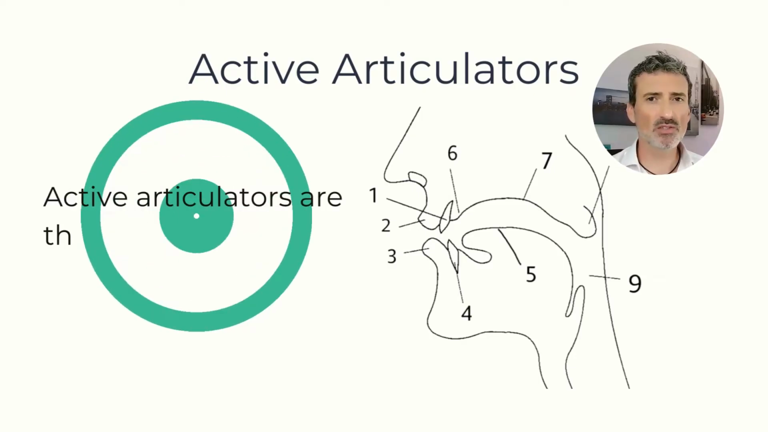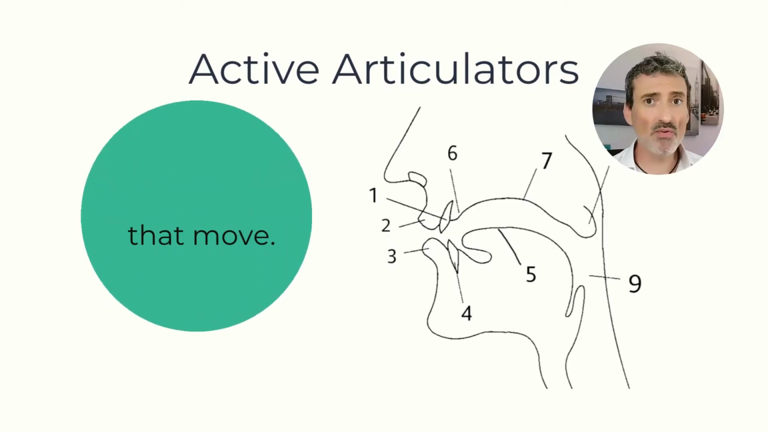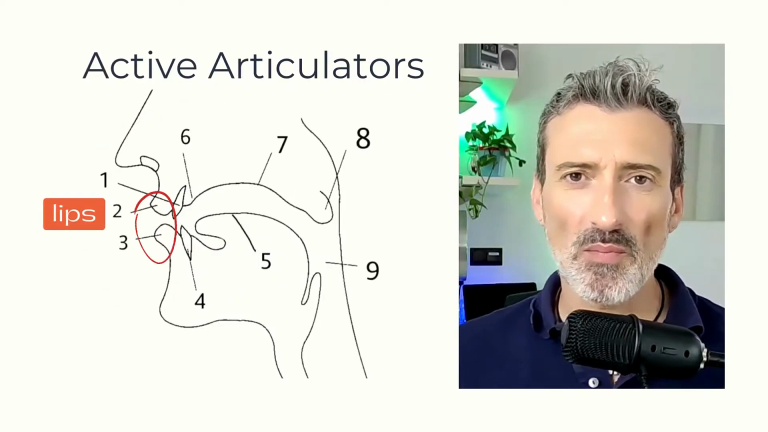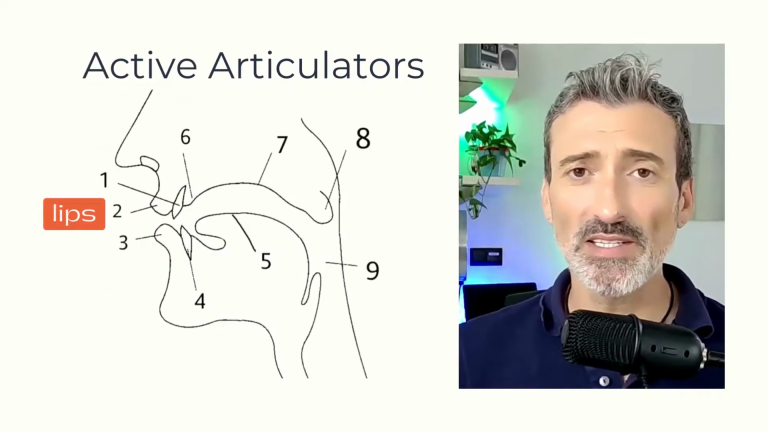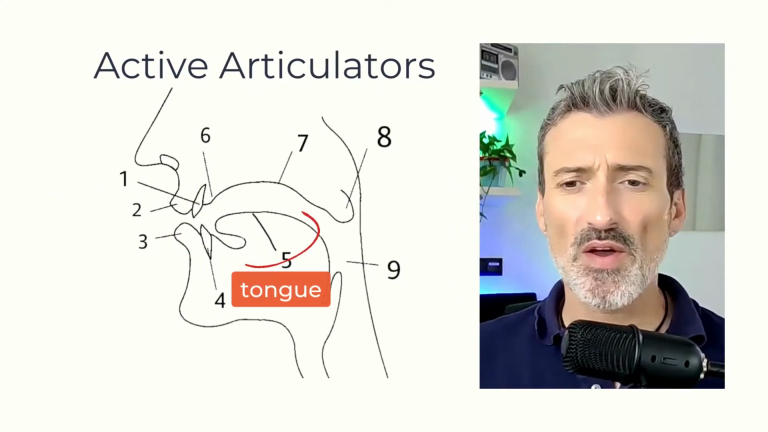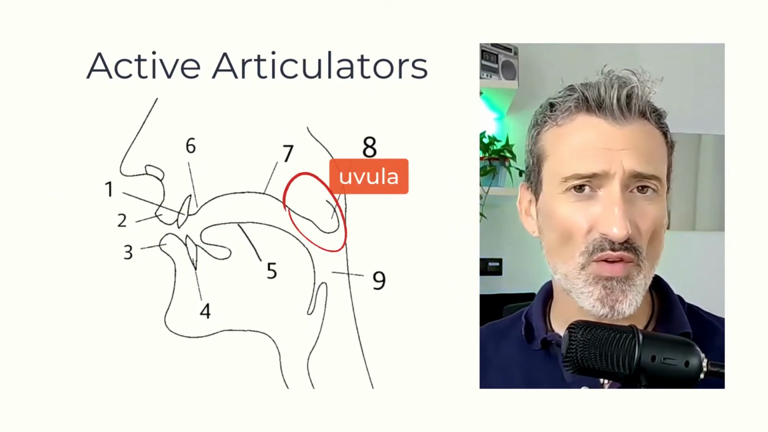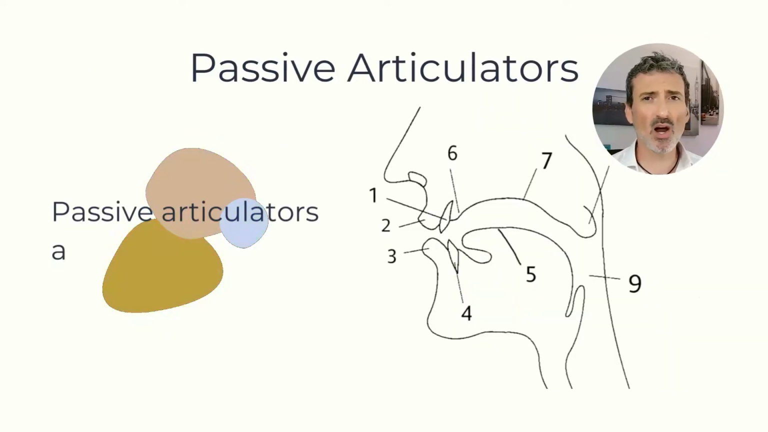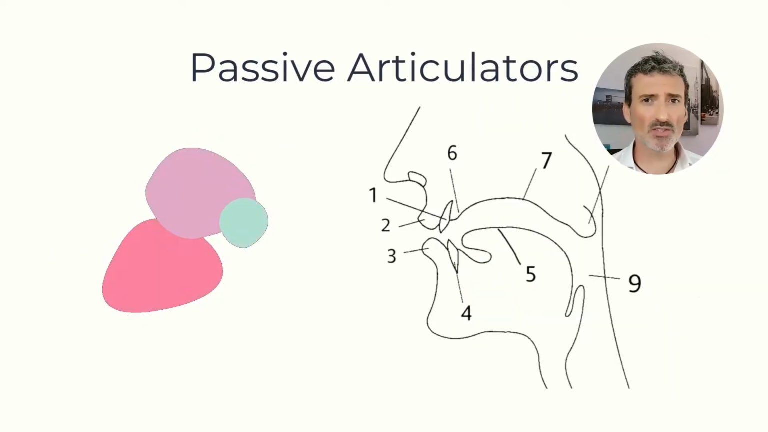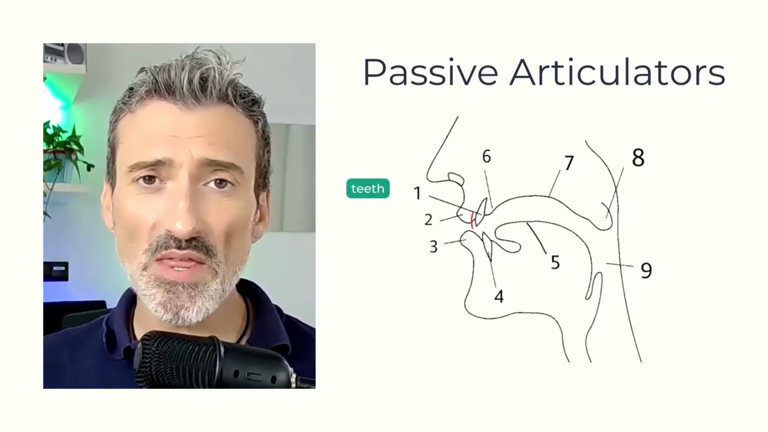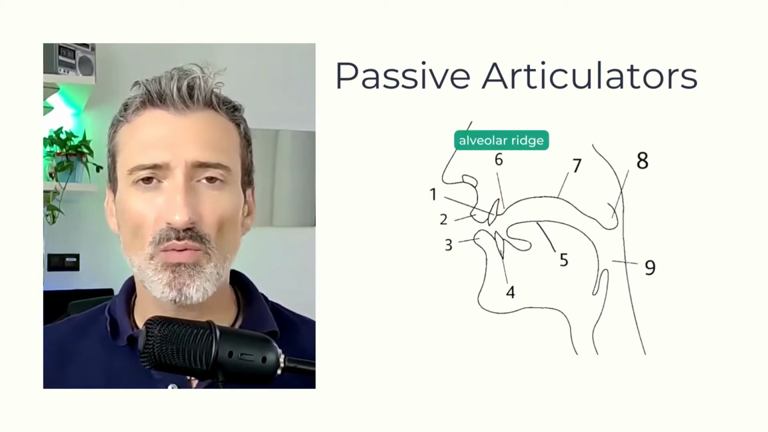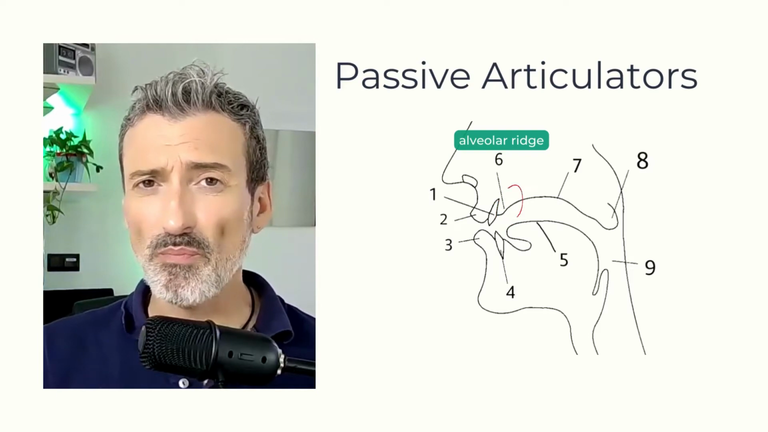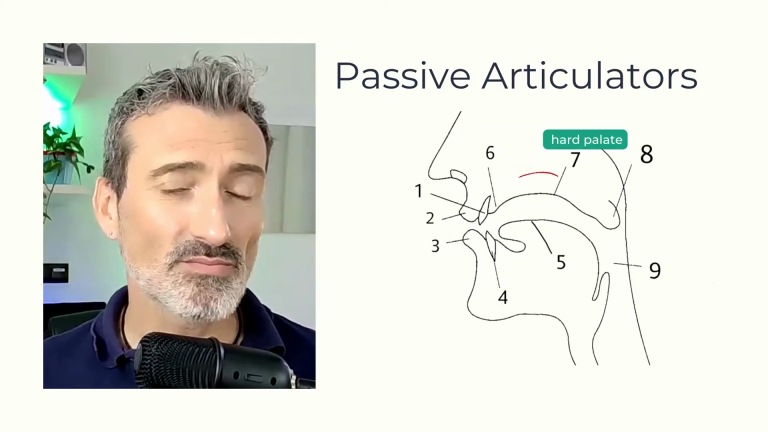Active articulators are the articulators that move, starting from the outside of the mouth and going towards the inside. First, we have the lips, then we have the tongue, then we have the uvula, and finally we have the glottis. Passive articulators are the articulators that are fixed. The first one that we have are the teeth. Then behind the teeth, we have the alveolar ridge. Then we have the hard palate. And that's it. Those are the passive articulators.